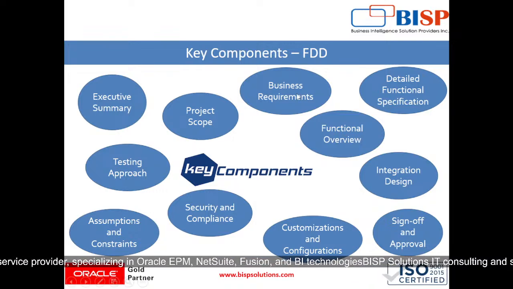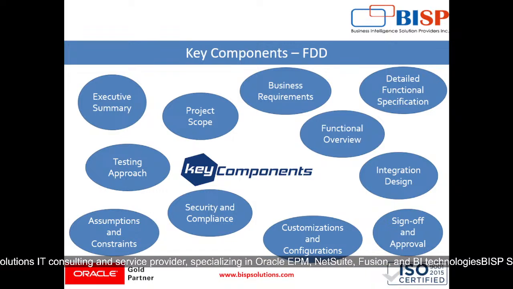Then comes our project scope. The purpose of project scope is defining what is included in the implementation and what is not. The contents included in project scope are modules to be implemented, key business processes in scope, and specific exclusions to avoid scope creep.